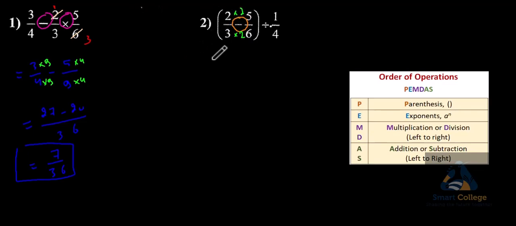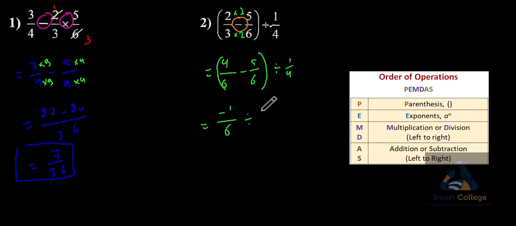Now, this will be equal to 2 times 2 is 4 over 6 minus 5 over 6, all divided by 1 over 4. Now, 4 over 6 minus 5 over 6, 4 minus 5, we get negative 1 over 6 divided by 1 over 4.